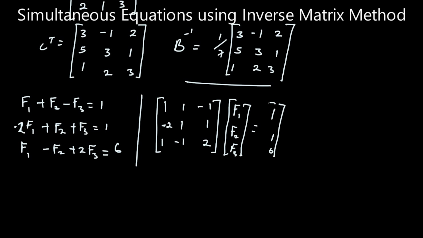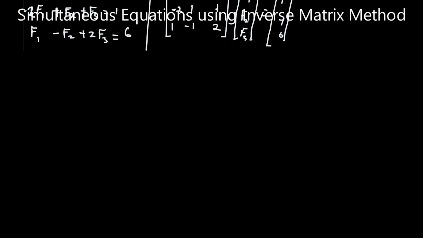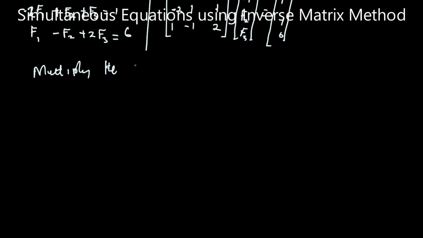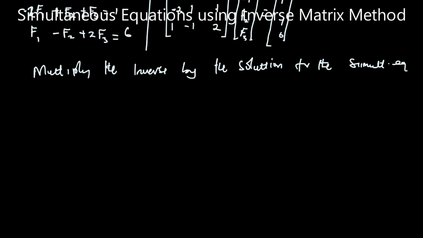So to get the solution for this simultaneous equation, what we need to do is multiply the inverse by the solution of the simultaneous equation. Multiply the inverse by the solution of the simultaneous equation.